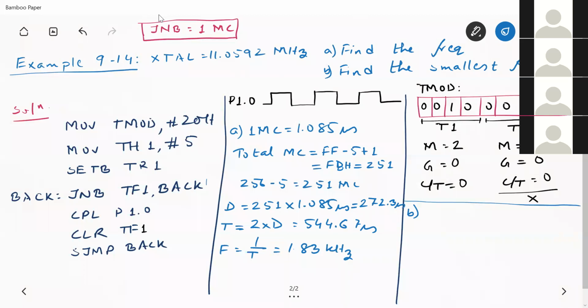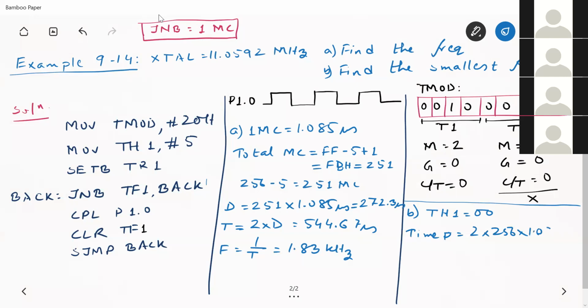So to have the largest time period, what should be the value that should be loaded in TH1? To get the largest time period, what should be the value which is to be loaded in TH1? 0, 0. Exactly, it should be 0, 0. So in that case, let us directly find the time period. What is the time period? 2 into 256 into 1.085.